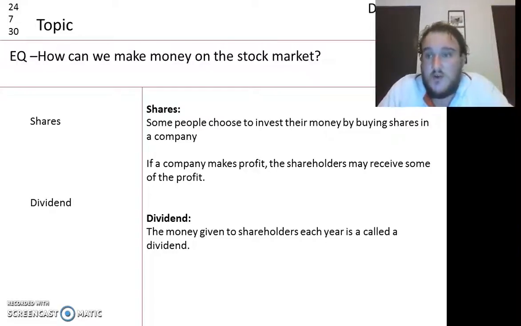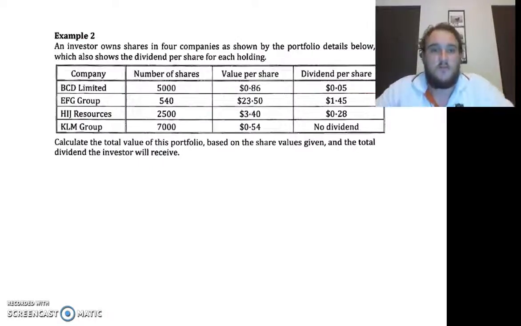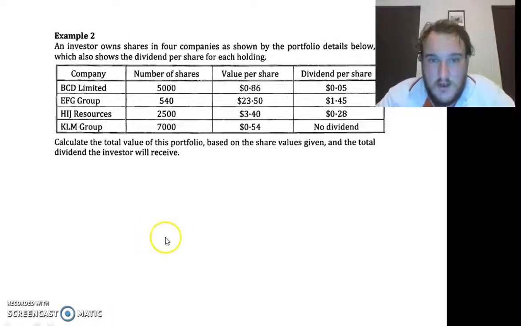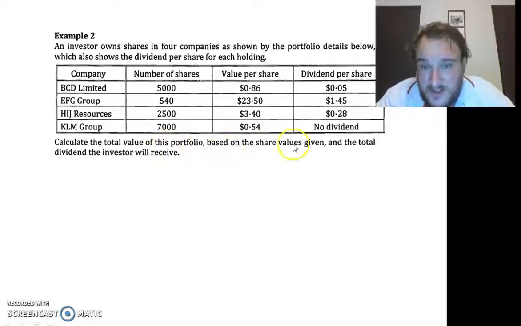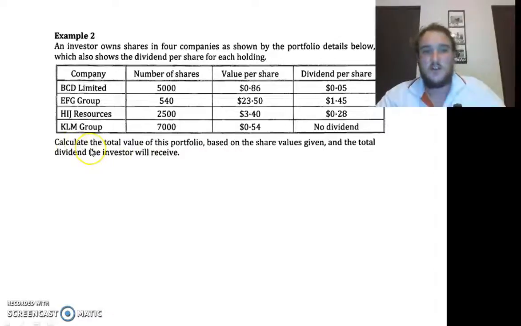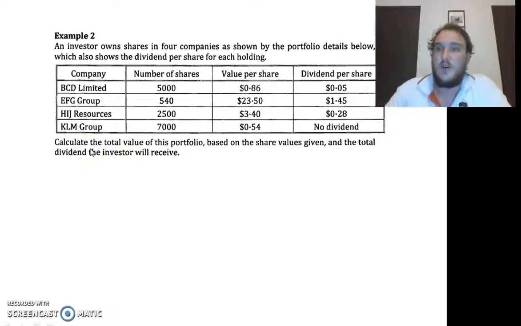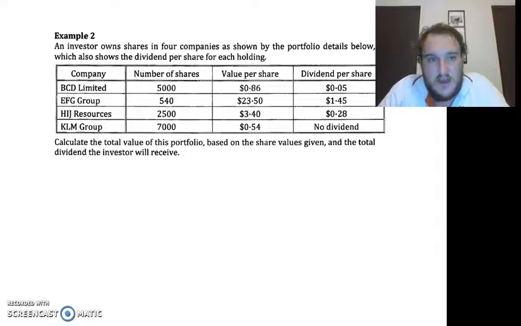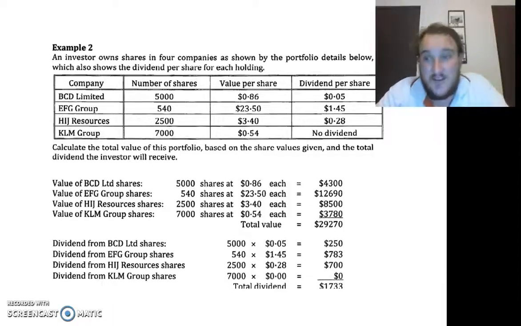So moving on to a quick example. An investor owns shares in 4 companies shown by the portfolio below. This is a portfolio showing all the shares, the value per share, the dividends per share, and the different companies. Calculate the total value of this portfolio based on the share values given and the total dividend the investor will receive. This is pretty simple stuff to do. It's a bit tedious.